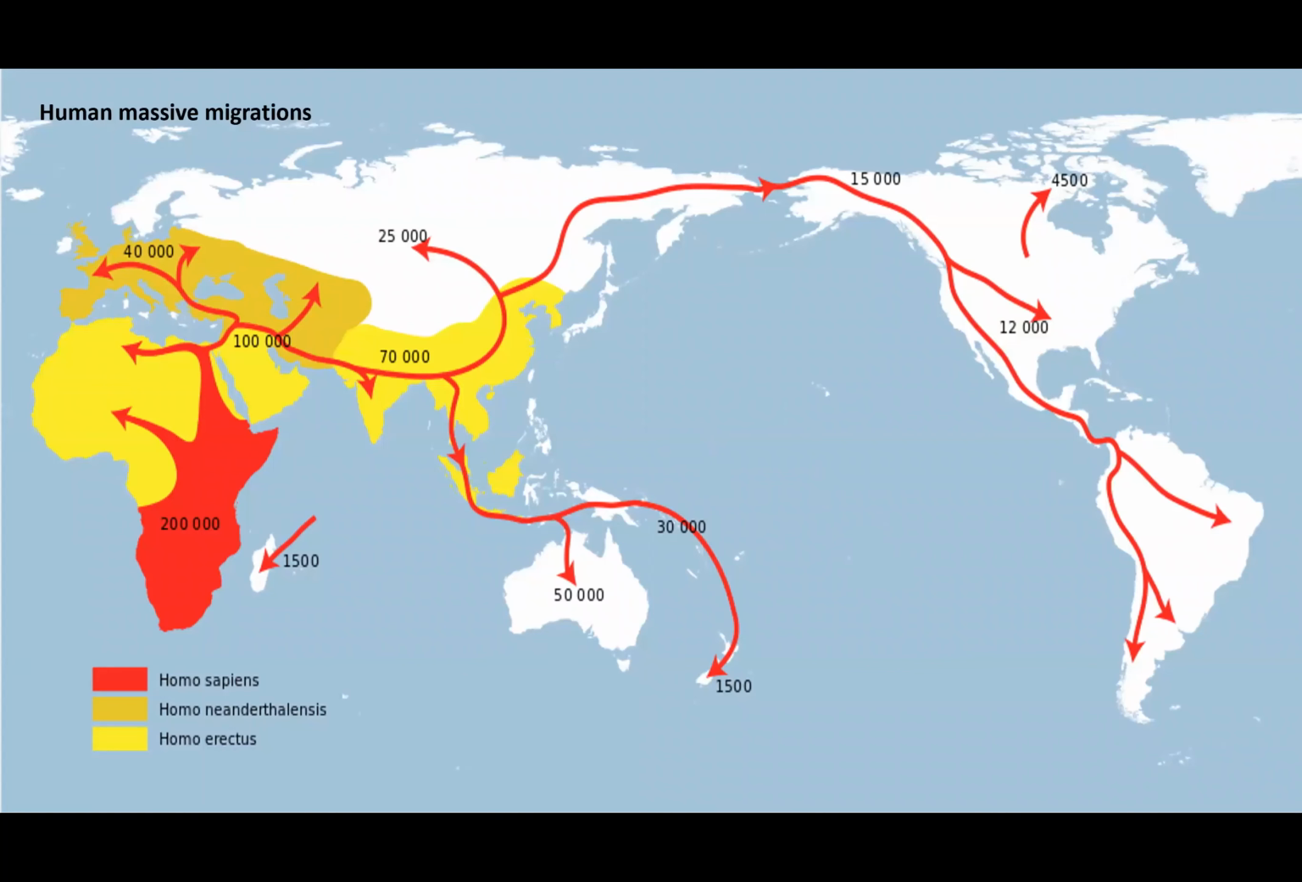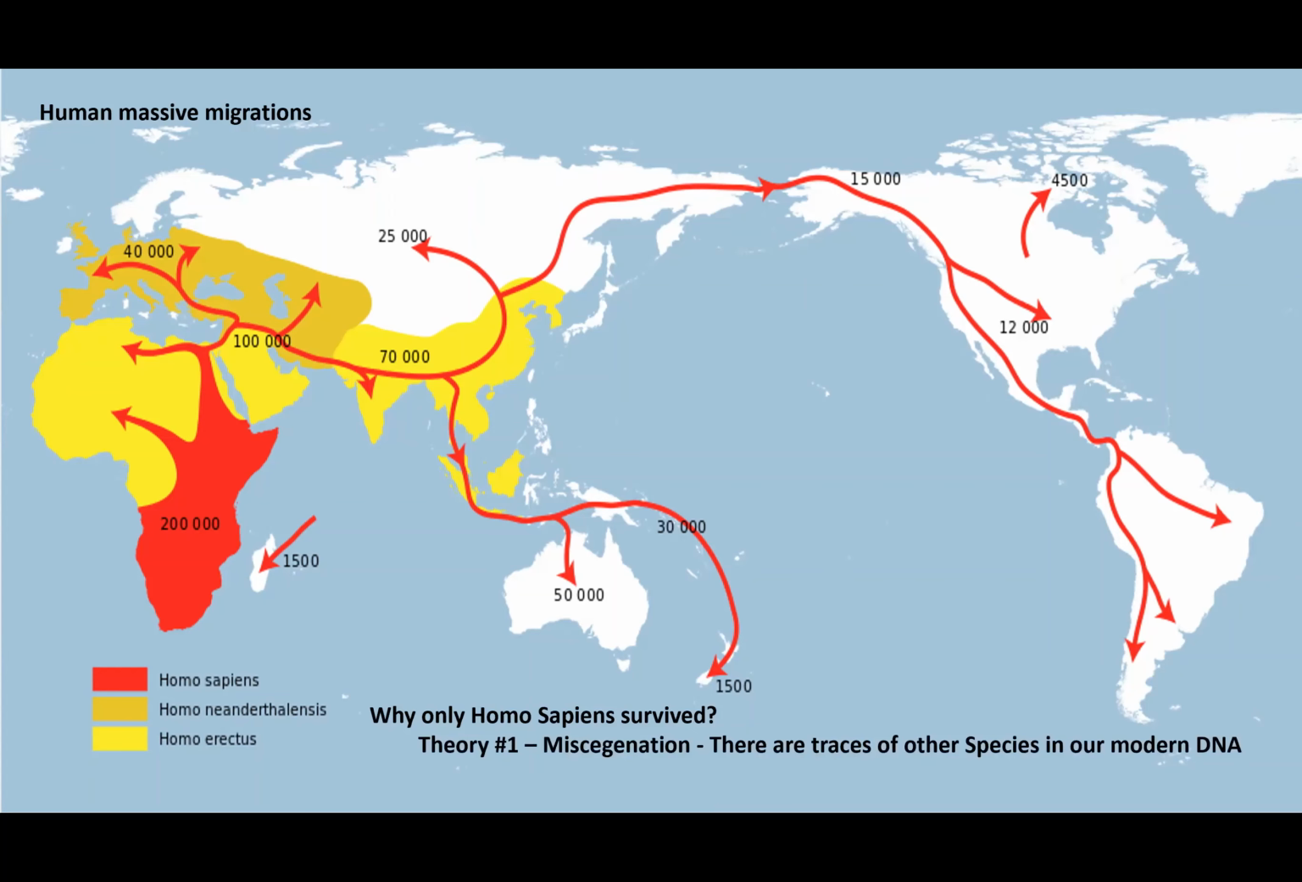But that's how humans took over the entire planet. And the only species of Homo that did that was the Homo sapiens. Why only Homo sapiens survived? There are two theories here, and most of the scientists believe there is a mixture of those two theories that really happened. First one, the miscegenation.